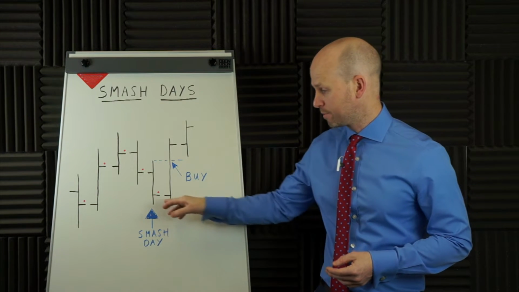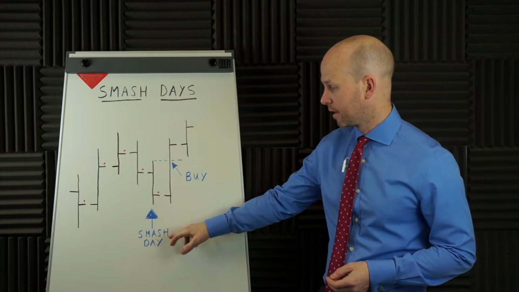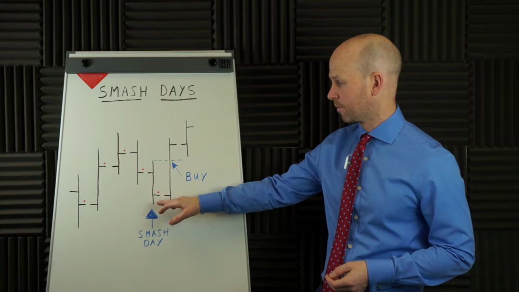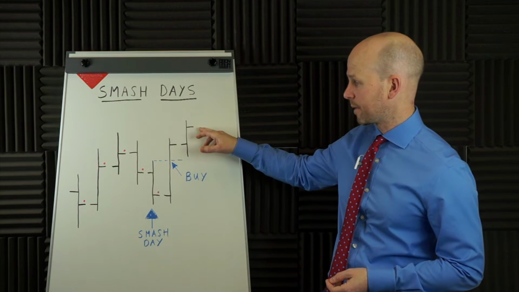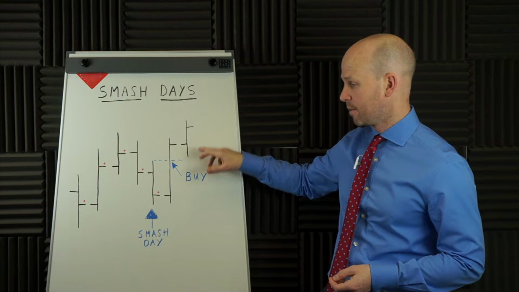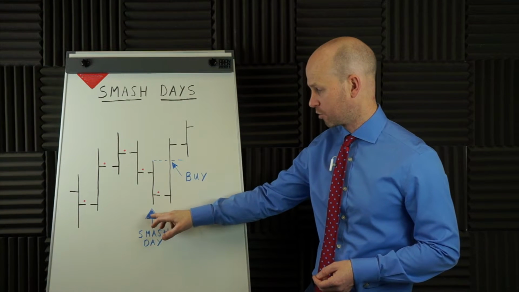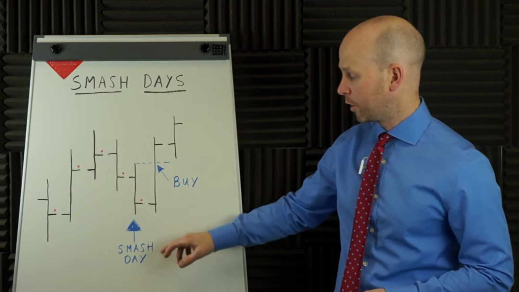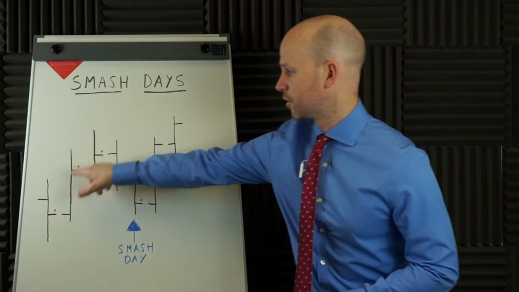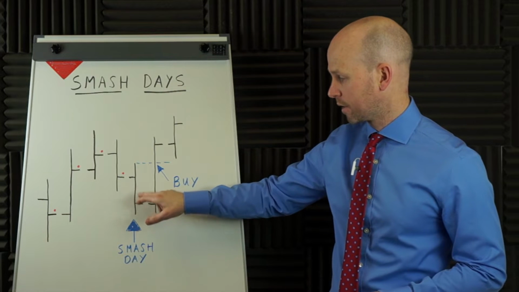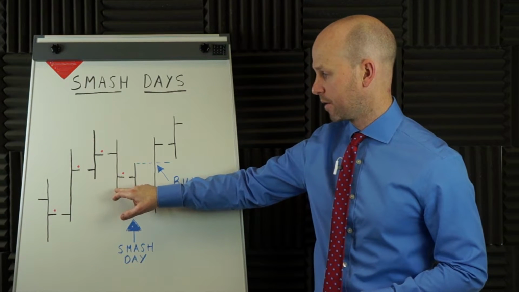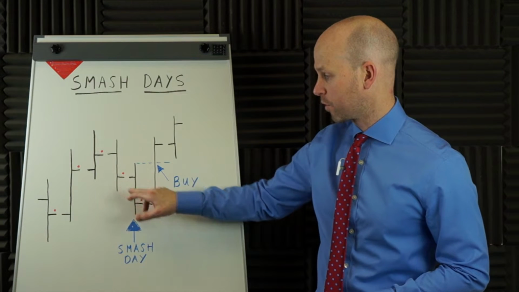Now, I've actually marked out this smash day here, and this is a buy setup. So this is a setup to go long. I've also got a setup here, which is a setup to go short for a smash day. But let's concentrate on this long trade. They're very easy to spot. All we're looking for is the close. I've marked the closes with these red dots. We just want to see the close of the bar less than the low of the previous bar, and that's our setup for the smash day.